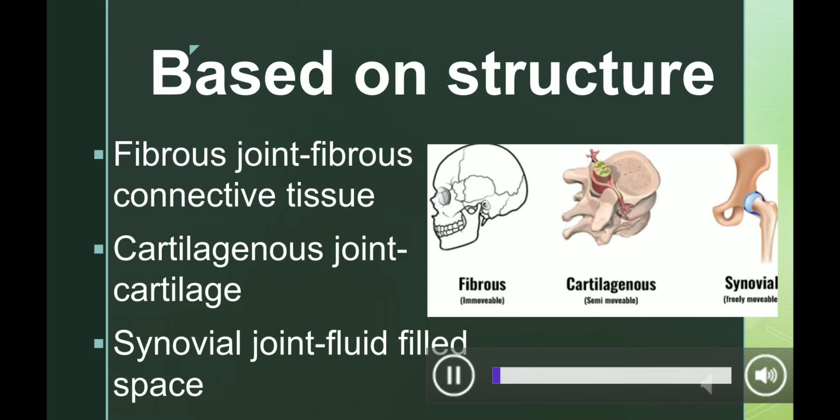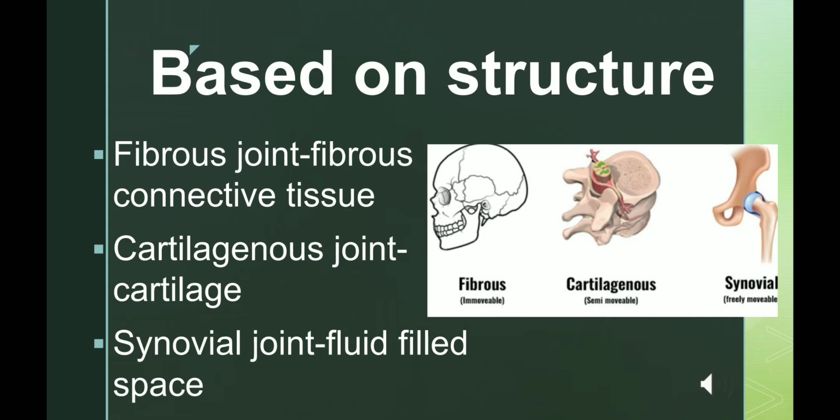So based on structure, the joints have been classified into three types, that is how the articulating surfaces of the two adjacent bones are connected. The first one is a fibrous joint. In a fibrous joint, the adjacent articular surfaces of the bones are connected by means of fibrous connective tissue. The second one is the cartilaginous joint, in which the adjacent bones are articulated by means of a cartilage. It can be hyaline or fibrous cartilage.